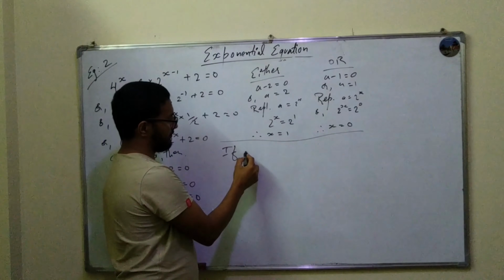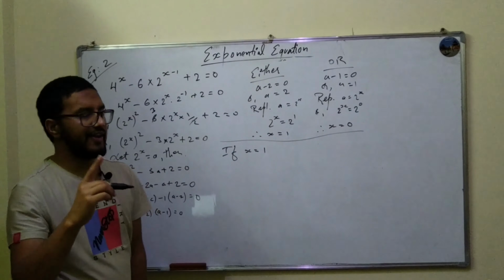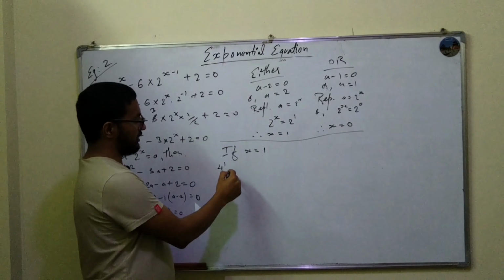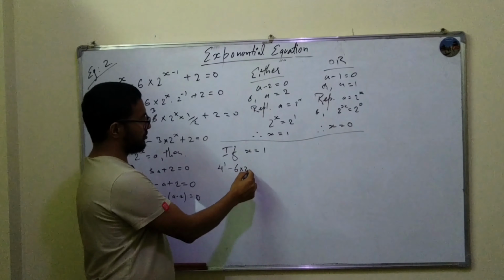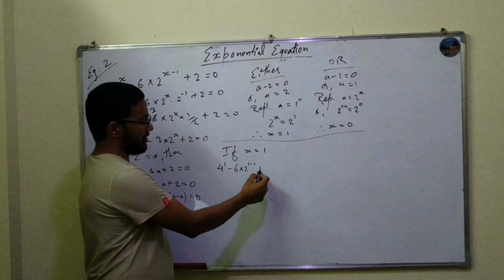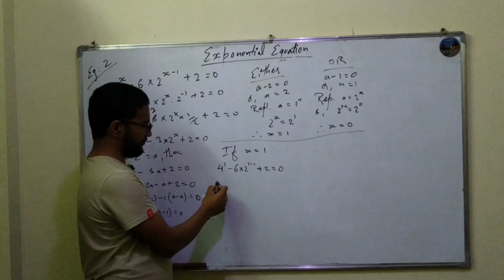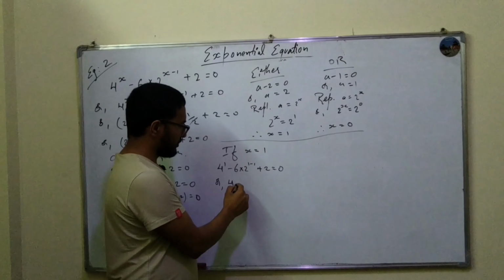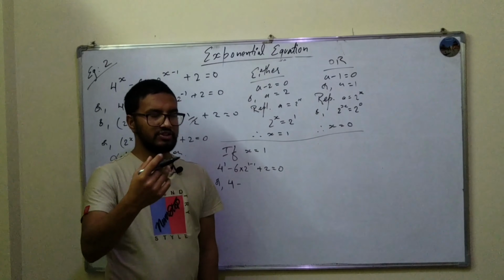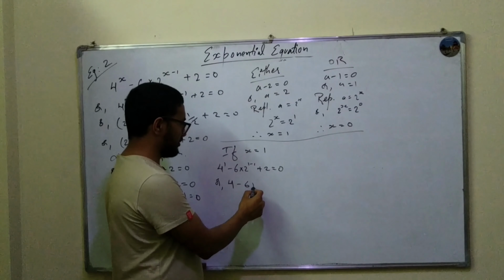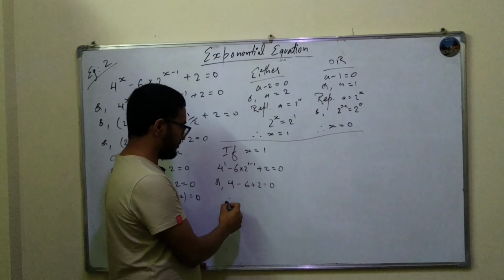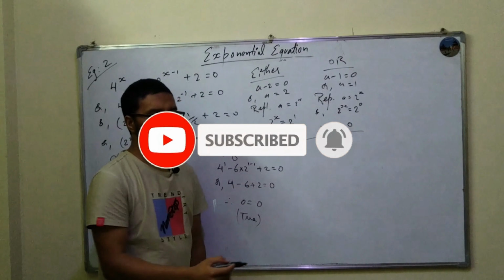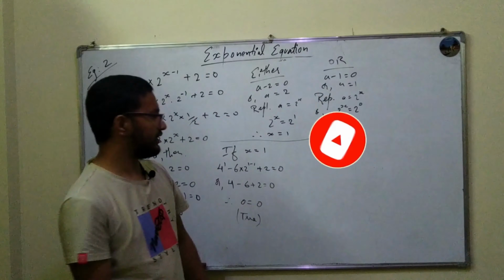So if x is equal to 1, then 4 to the power 1 will be 4, right? Minus 6 into 2 to the power 1 minus 1, plus 2 is equal to 0, right? So this equation should be satisfied. 4 minus 2 to the power 0 will be 1, right? So minus 6 plus 2, 0. Therefore, 0 is equal to 0. Right? So let's have a look at the other one as well.